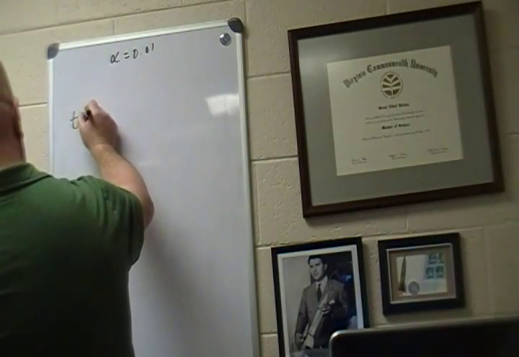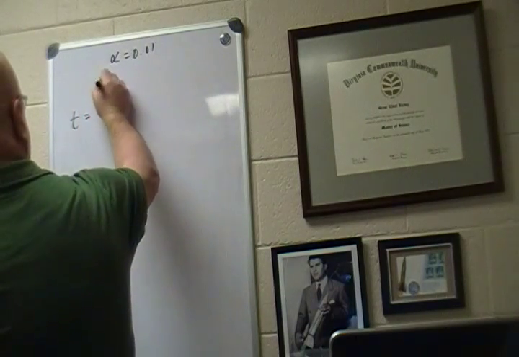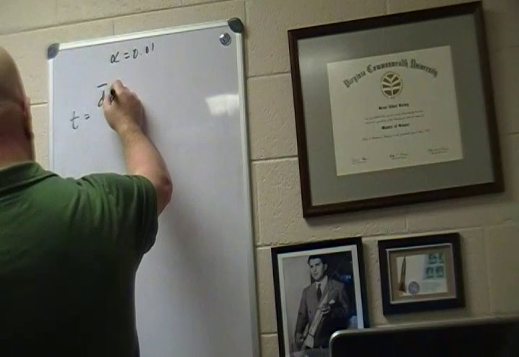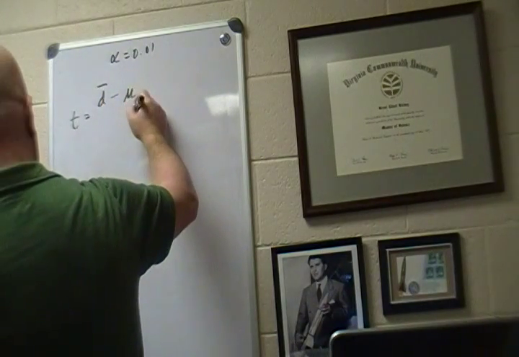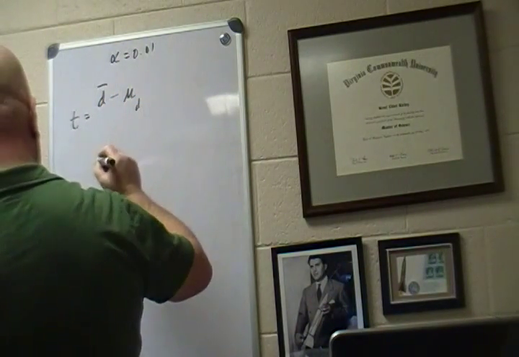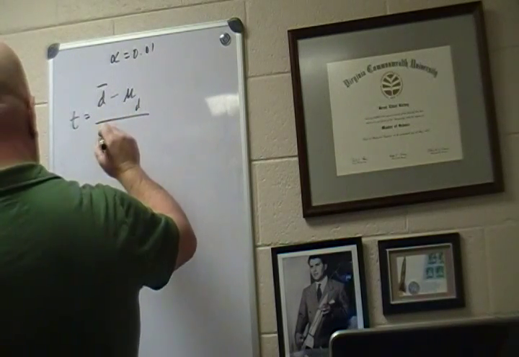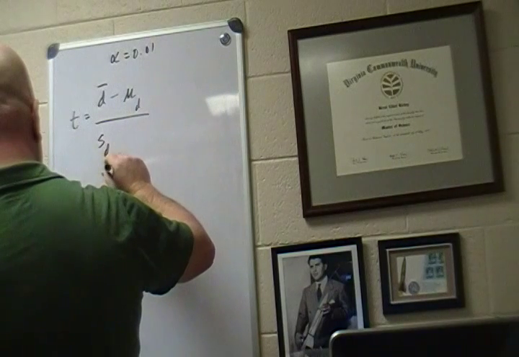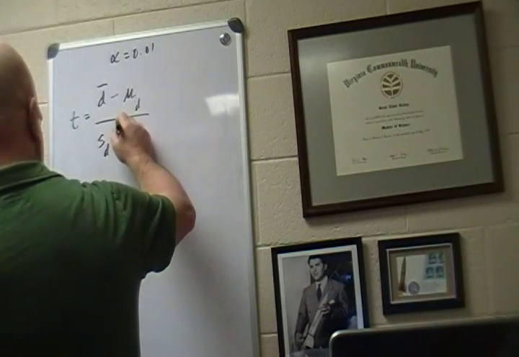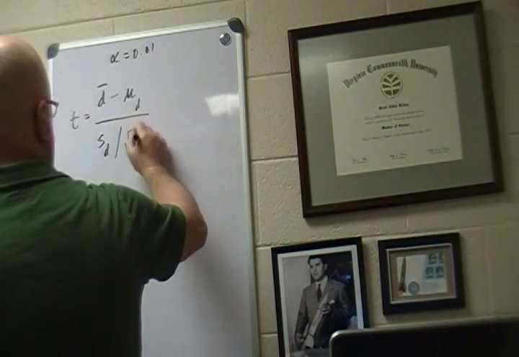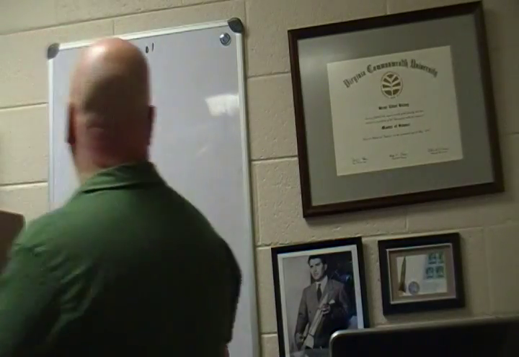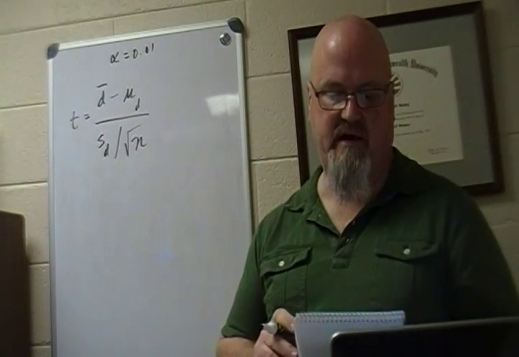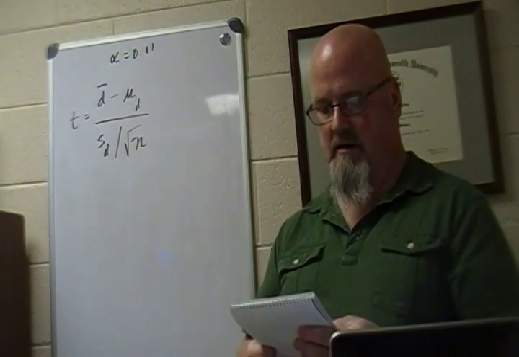given by this: t equal to d bar, which is our mean of our differences we calculated in the last, minus mu sub d divided by standard deviation sub d, s sub d divided by square root of n. We calculate this, it'll give us our standardized test statistic.